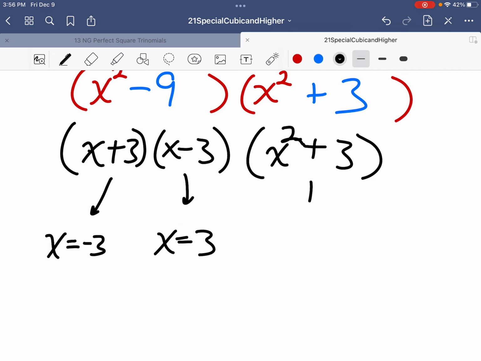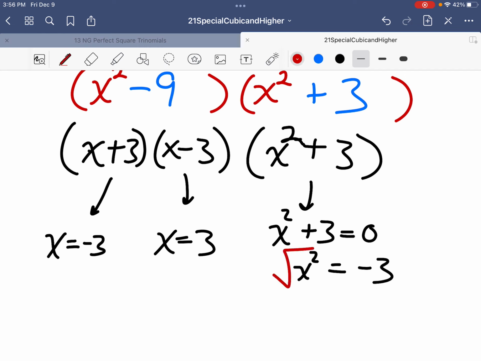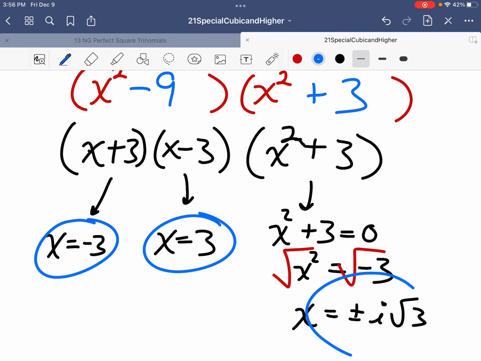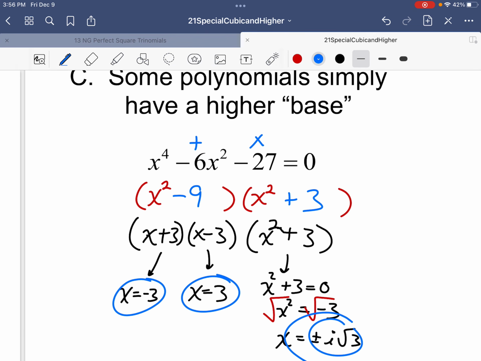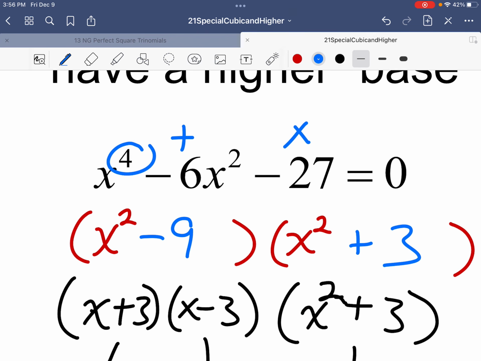And as you solve them for their zeros, you're sensitive to the fact that this one, x squared plus 3, when it's equal to 0, is going to give you the square root of a negative number. And when I take the square root, I always get plus or minus, but because it's a negative number, I'm going to get i. And look, I got those plus or minus i's. You're always going to get that. 1, 2, 3, 4 answers. Perfect. This was a degree 4 problem.